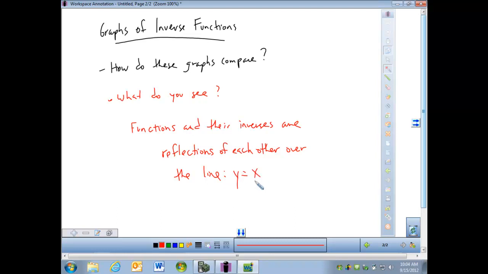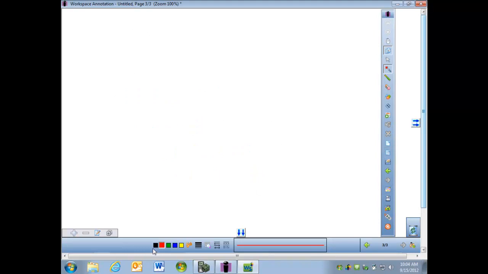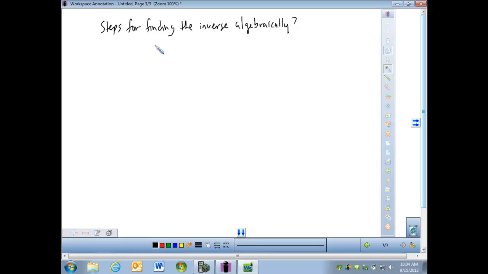So if you have two functions and you want to know quickly if they are inverses, a quick peek at their graphs might help you. Also, it might be verification, just to know for sure that they are. So last thing what I want to do right now is I want to give you 4 steps for finding the inverse of any function, or any function that has an inverse, algebraically.